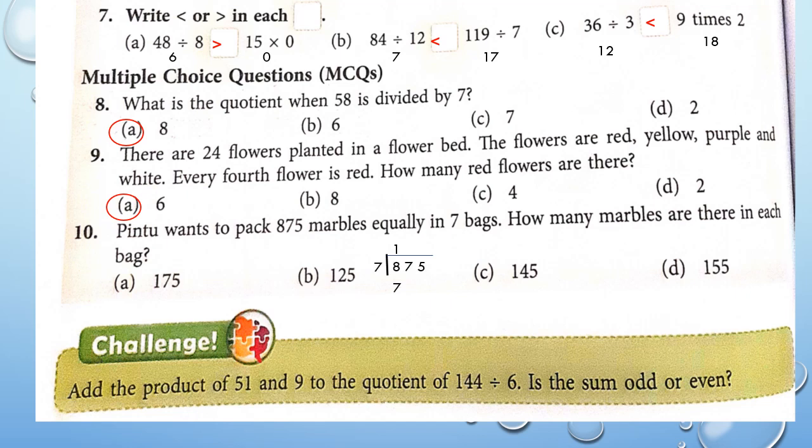7 ones are 7. 8 minus 7 is equal to 1. Bring 7 down. 17, 7 twos are 14. 17 minus 14 is equal to 3. Bring 5 down. 35, 7 fives are 35. So what will be the answer?